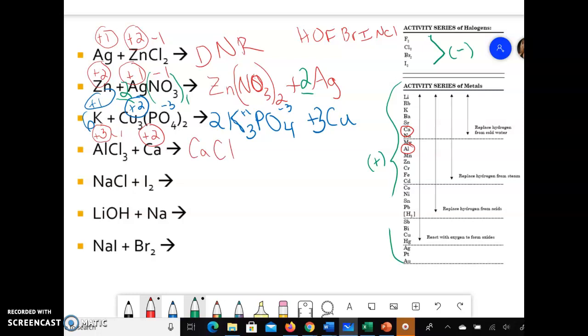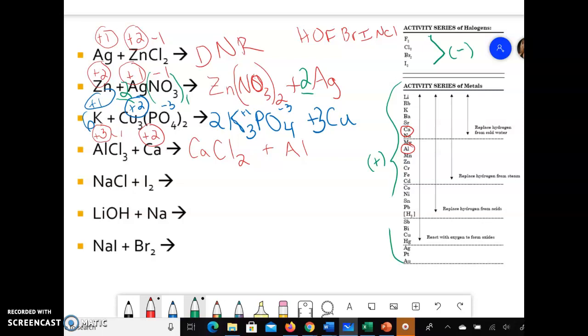A couple of rules. Always write the positive one first in the compound, and don't forget to cross your charges. Calcium is +2 and chlorine is -1, so bring that 2 down. And then aluminum got kicked out. Aluminum is not diatomic, so we don't need a 2 on it. But we do need to balance the reaction.